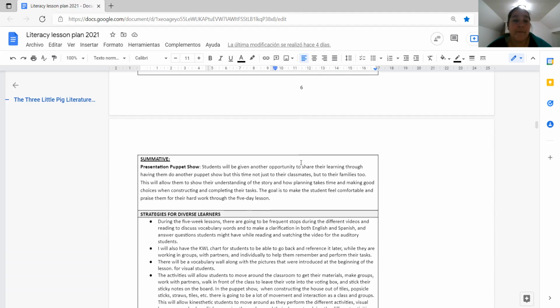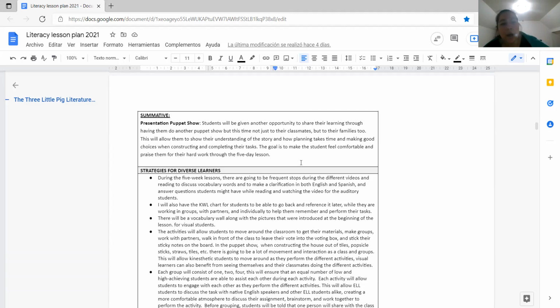And for the summative, I will have students do a puppet show, not only for their classmates, but we're also going to have parents come and see while the students act out the story. This will allow them to show their understanding of the story and how planning takes time and making good choices when constructing and completing their tasks.